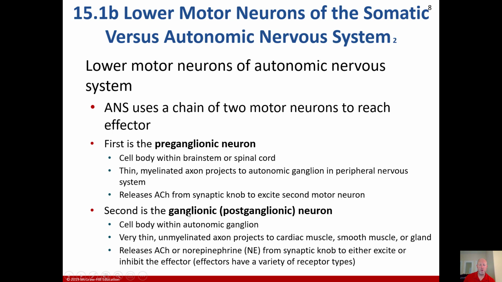And then the second motor neuron, the postganglionic neuron, has its cell body within the autonomic ganglion. It has a very thin, unmyelinated axon that projects to the cardiac muscle, smooth muscle, or glands, and it releases acetylcholine or epinephrine from the synaptic knob to either excite or inhibit the effector. So you need to know that basic info for the exam.